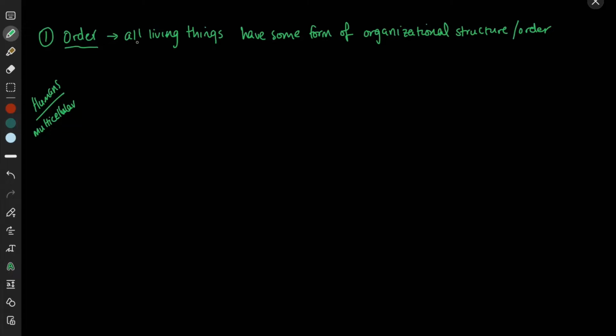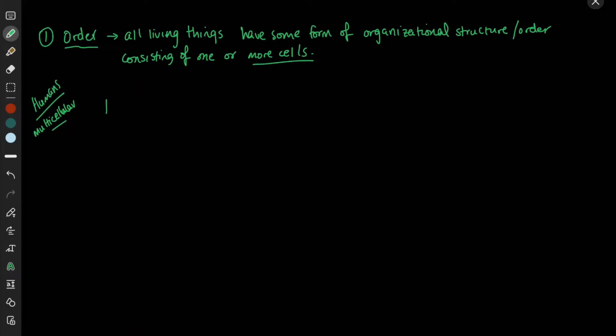Actually, let's finish. So yeah, order. When we talk about order, we mean that all living things have some form of organizational structure or order, consisting of, I forgot to mention this, one or more cells. That's why I mentioned we're multicellular. So we're talking about organisms that have more than one cell. So let's look at our organizational structure.